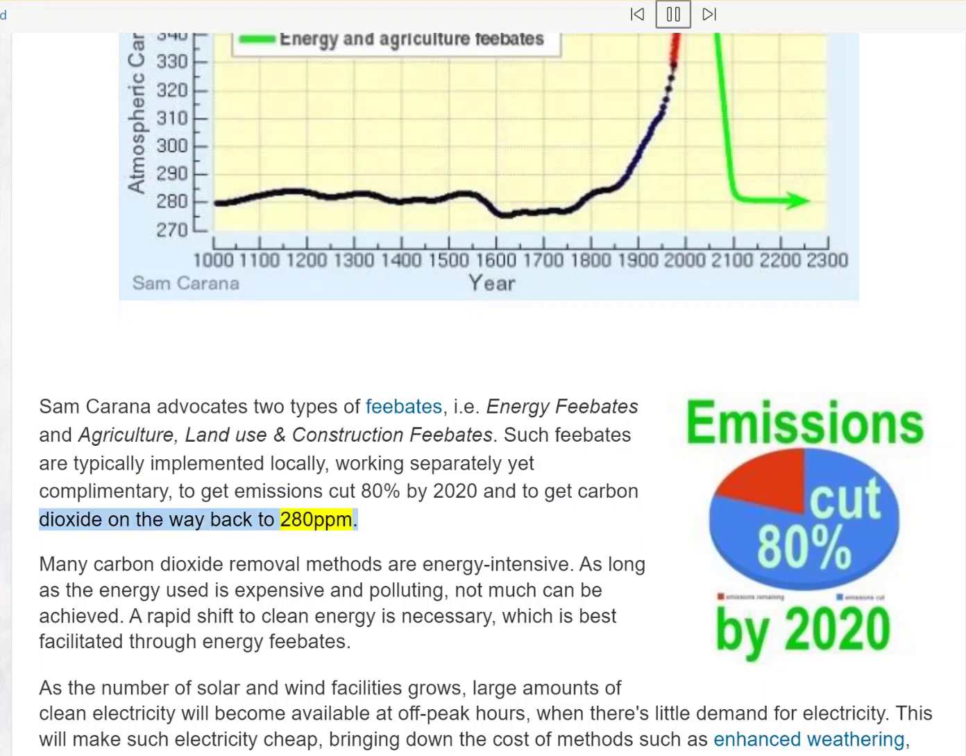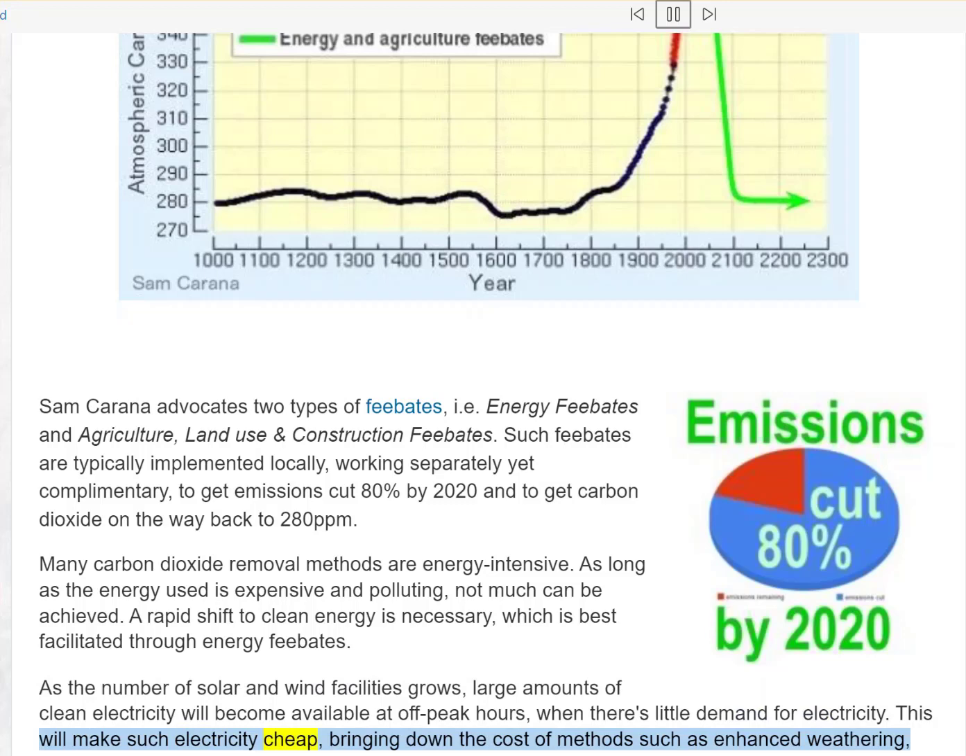Many carbon dioxide removal methods are energy intensive. As long as the energy used is expensive and polluting, not much can be achieved. A rapid shift to clean energy is necessary, which is best facilitated through energy rebates. As the number of solar and wind facilities grows, large amounts of clean electricity will become available at off-peak hours, when there's little demand for electricity.